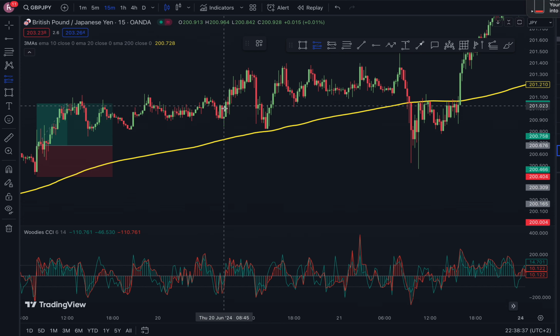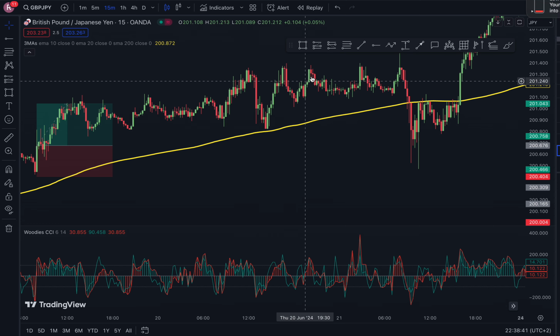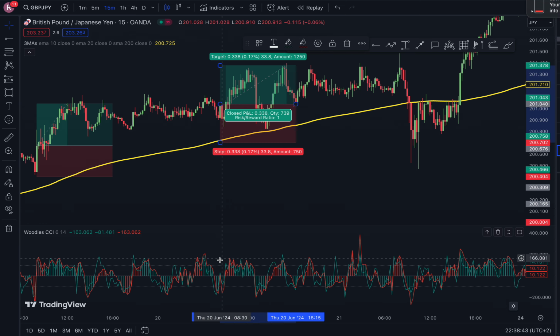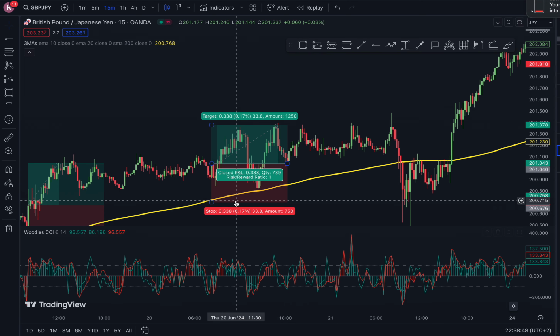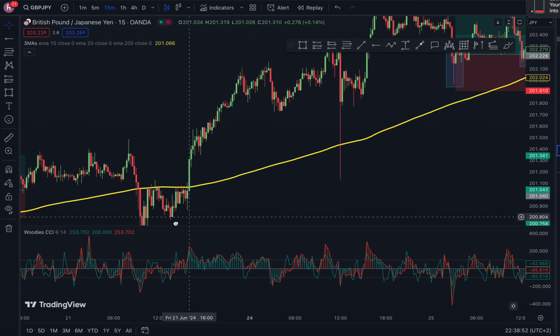You can see we have a nice engulfing candle here. Hold on a minute. We have a nice engulfing candle here, but at that point, yes, we did break through our minus 100. As you can see, stop loss here. That was a nice profit. So you can see it works.